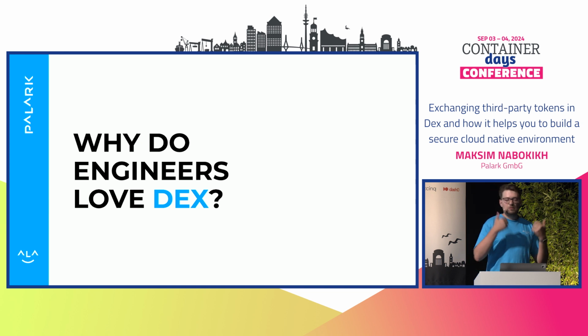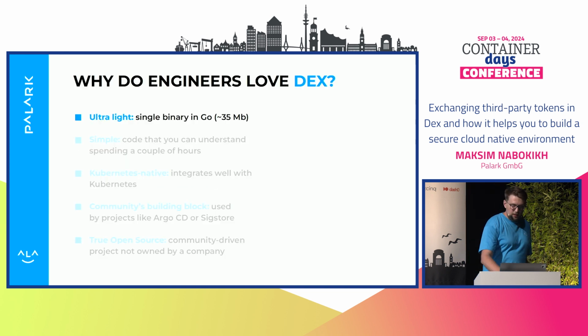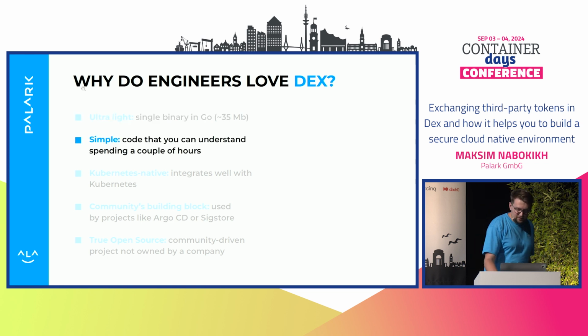Why do engineers love DEX? The first thing is that DEX is ultralight. It's a single binary written in Go, approximately 35 megabytes, no dependencies. And DEX is simple. The code itself is simple. The concepts that lie inside DEX are simple. You can read the code for basically 2 hours, and you will understand how DEX works and what is inside.